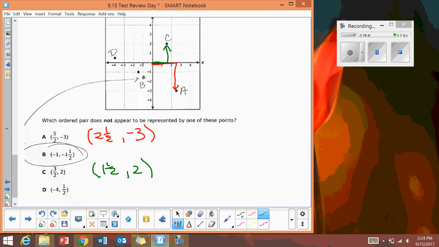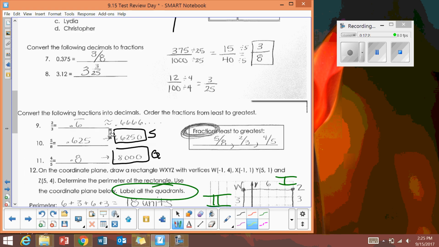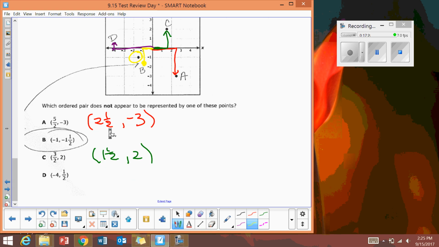And then D, we're looking at going negative 4, half. So that's where D is. Now B, on the other hand, is a little bit different. So it's saying, okay, go negative 1 and then go down negative 1.5, and I end up right here. That is, this little thing right here is not B. So the answer is going to be B. So that one does not appear to be represented. Okay, I will tell you this was one of the questions on the STAR test last year. So just to kind of get you to practice that.